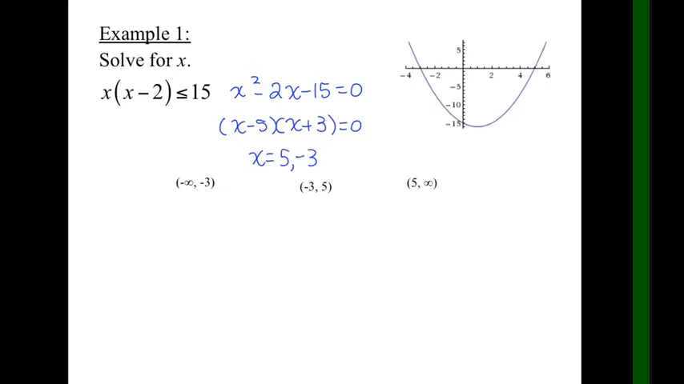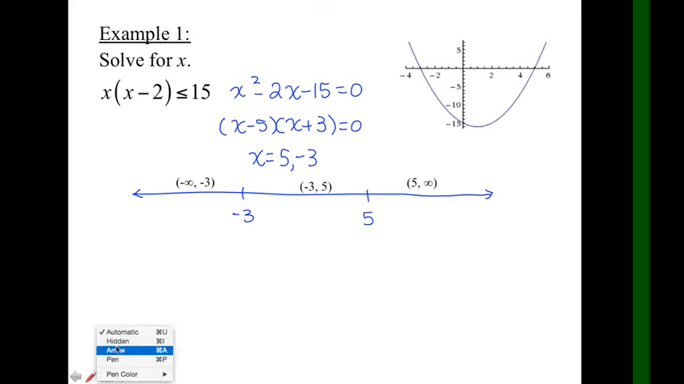For this example, we have x times x minus 2 less than or equal to 15. So first, distribute x times x, which is x squared. X times negative 2 is negative 2x. And transpose mo yung 15, magiging negative 15 less than or equal to 0.